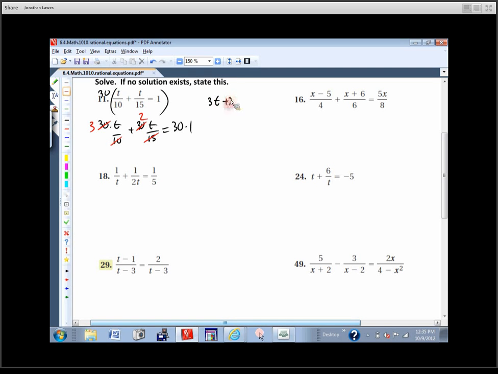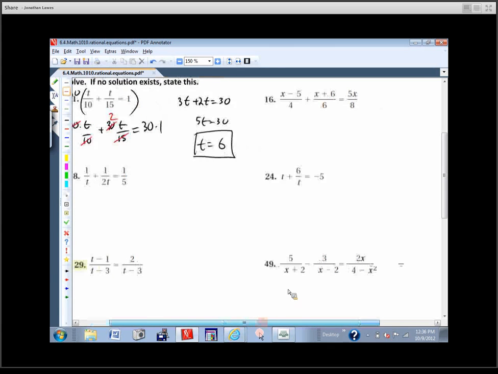3t plus 2t equals 30. So 5t equals 30. So that means t equals 6. I get one answer on this particular problem. If I take that and I plug it in, it would work. I don't run into any domain issues or anything like that. I get 6/10 plus 6/15. If I got a common denominator and combined those, they'd add up to be 1. Okay, are there any questions there?